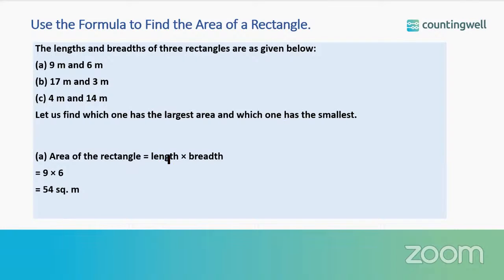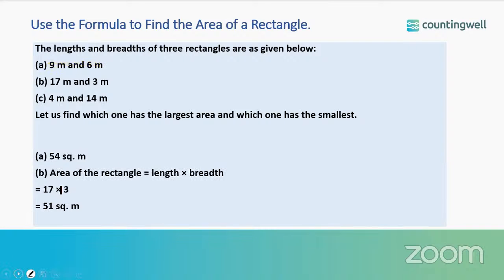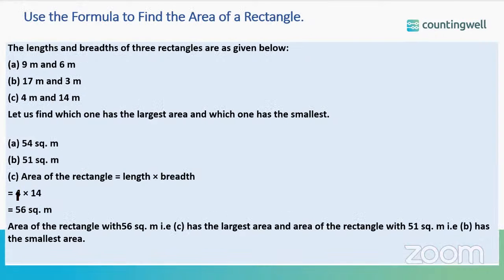Area of a rectangle is length into breadth. So for the first one, we have 9 into 6, so we have 54 square meters. Then the second one is 17 into 3, which is 51 square meters. Then we have 4 into 14, which is 56 square meters. You can see the three areas are 54, 51 and 56. The rectangle with 56 square meters has the largest area, whereas the rectangle with 51 square meters has the smallest area.